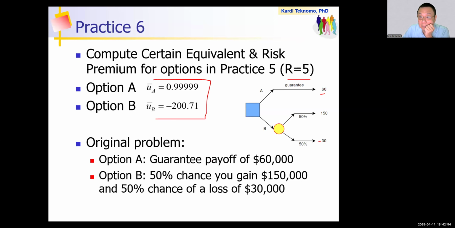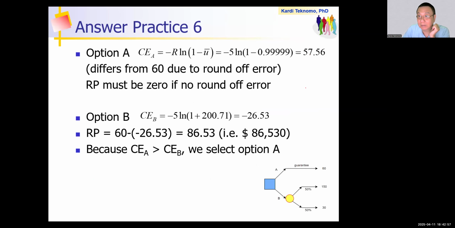So my computation has a rounding error; the correct one is supposed to be 60, because originally 60, right? And then the second part is the same as the number, 86,000. So you select CE A. We select A because CE A is larger than CE B. So this is how we decide based on certain equivalent.